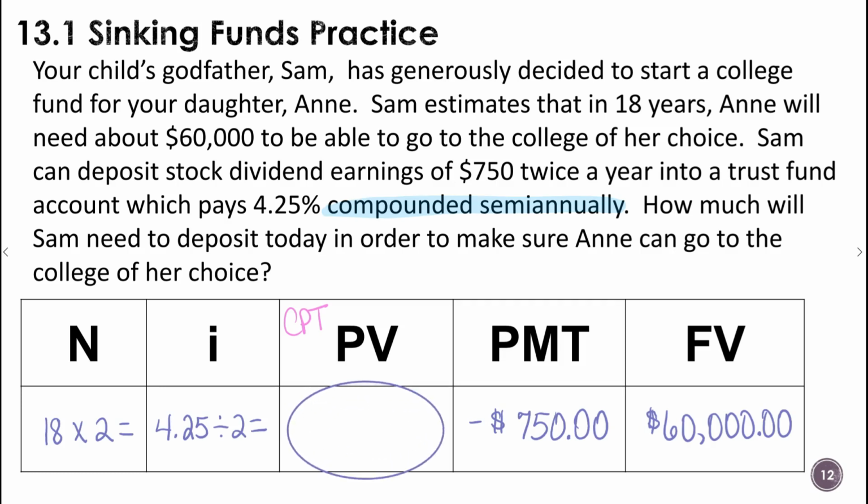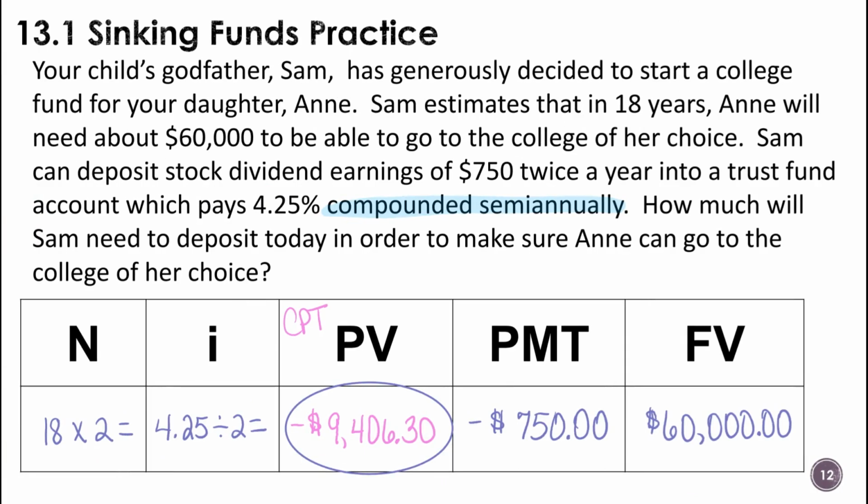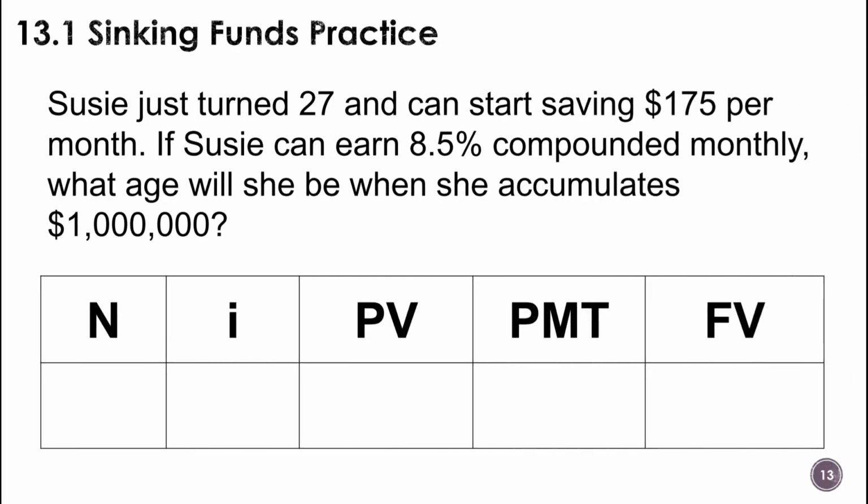Okay. And when we compute this, we find it would be $9,406.30. So that's not too terrible considering we are trying to accumulate $60,000. Okay, so I'm going to go through the next 3 examples pretty quickly so as not to run out of time here on the video.